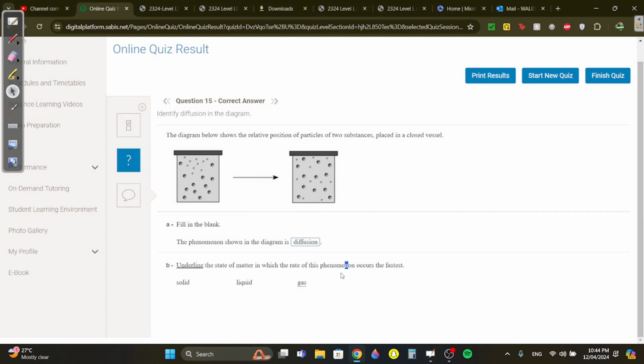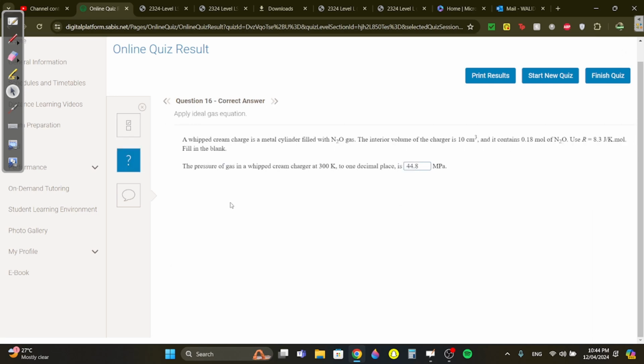What state of matter in which this phenomenon occurs the fastest? Obviously gas. You don't see a solid diffusing fast or a liquid diffusing fast. It's always the fastest in gases.